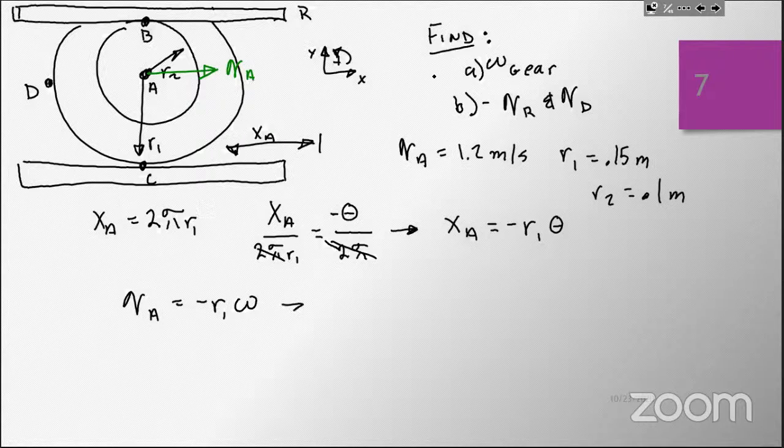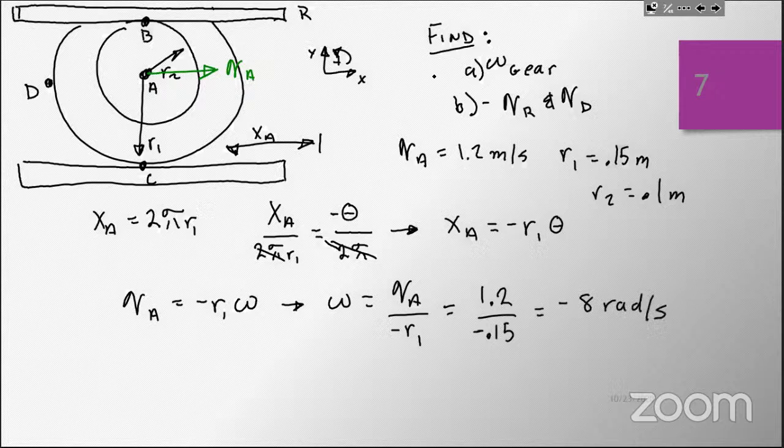if I rearrange this, omega is equal to VA over negative R1, which is equal to 1.2 over 0.15, which is equal to negative 8 radians per second. What does that mean? It means that omega is going this way, at negative 8 radians per second.